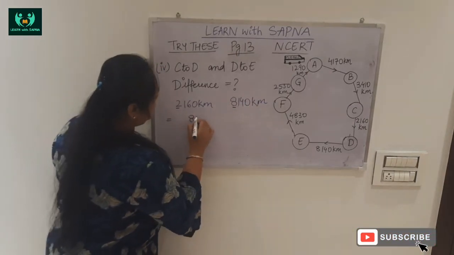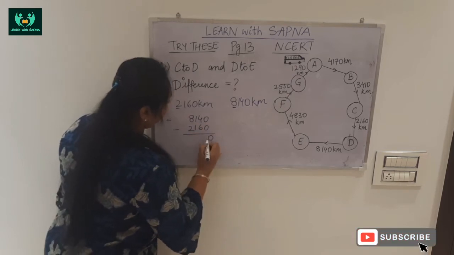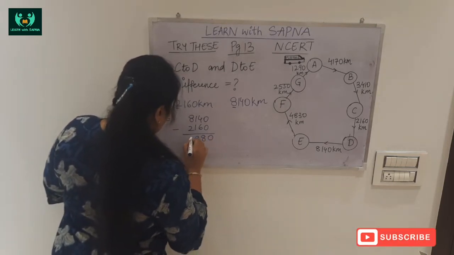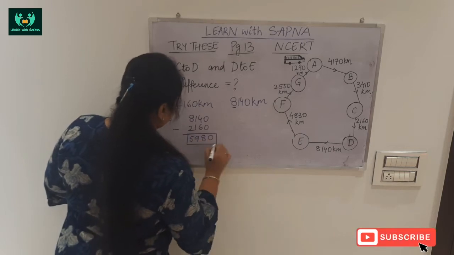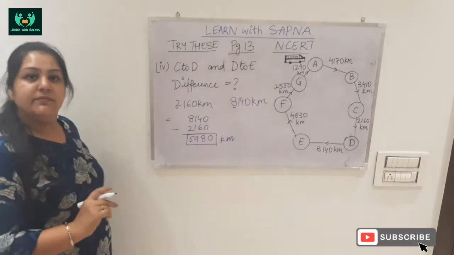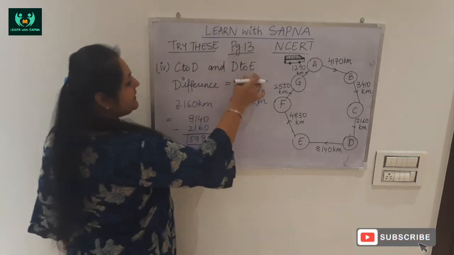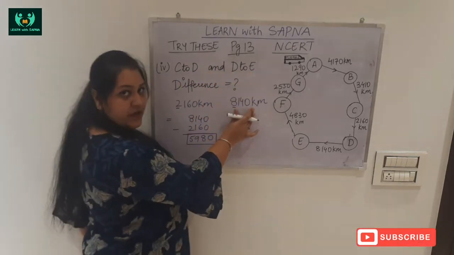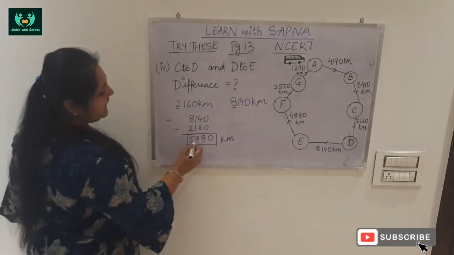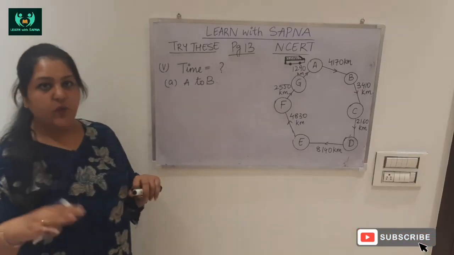So, 8,140 minus 2,160. What will we get? 5,980 kilometers. Right? So, for the difference between C to D and D to E, 8,140 is bigger. So, we will subtract the smaller number from the bigger one. This is the difference. So, we get 5,980 kilometers.